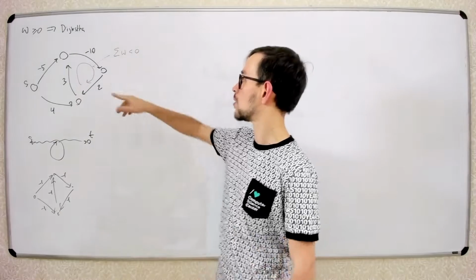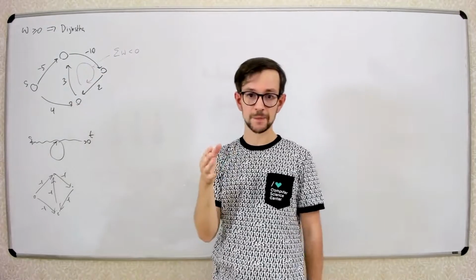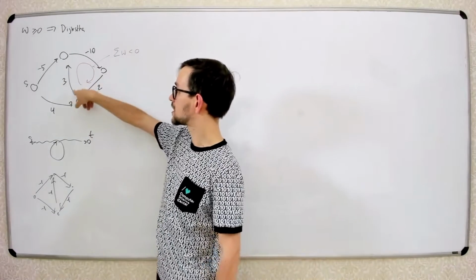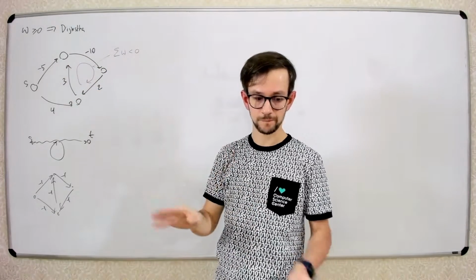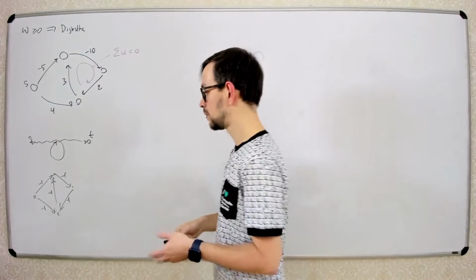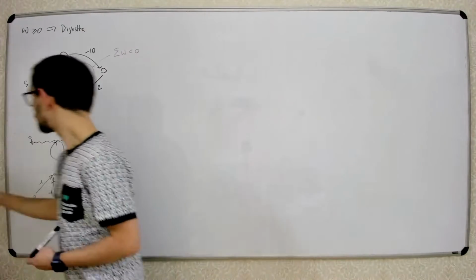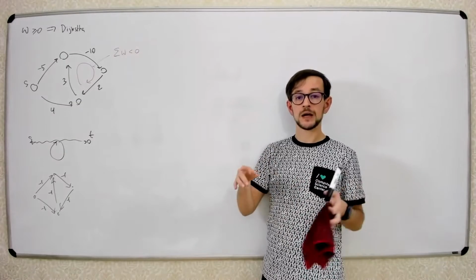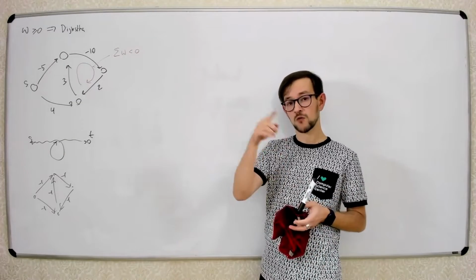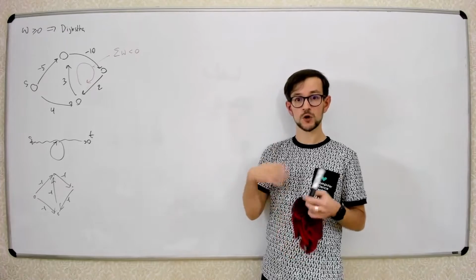So we will allow edges to have negative weights, but for any cycle, the sum of weights on this cycle will be non-negative. So that's how the problem will be defined. So you have a graph. Each edge has some weight, and for each cycle, the sum of weights of all edges on this cycle is non-negative.